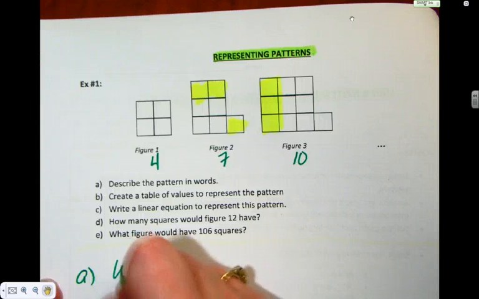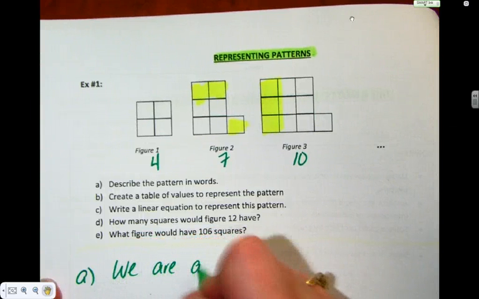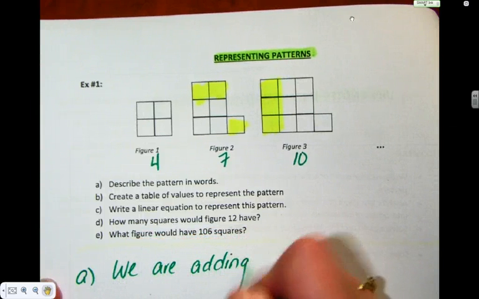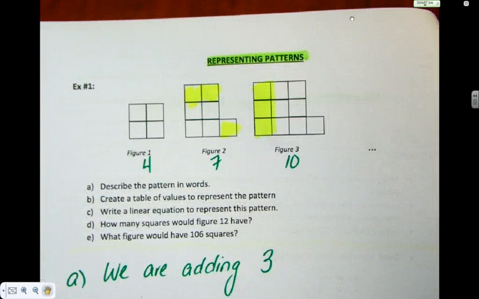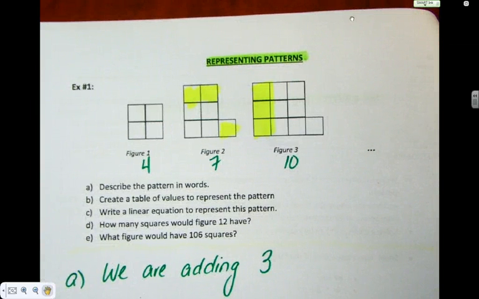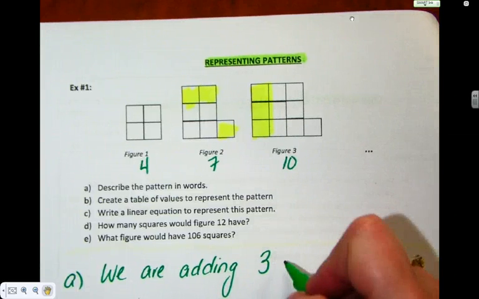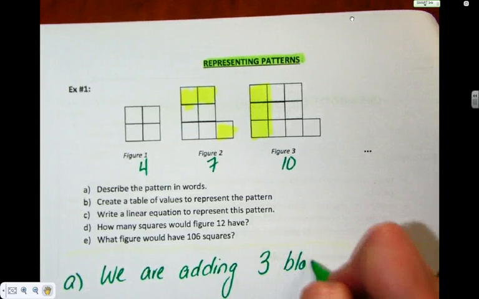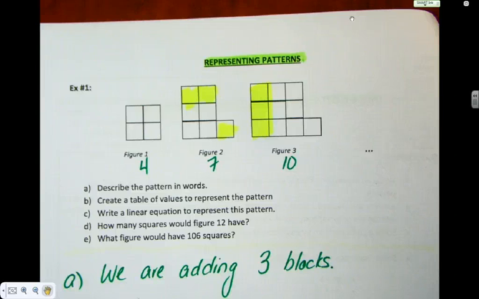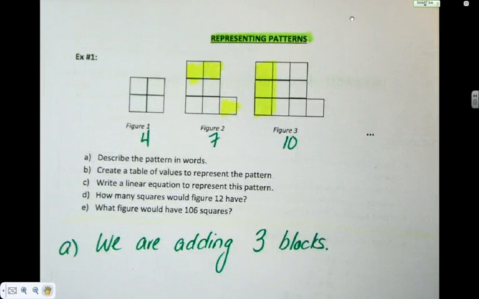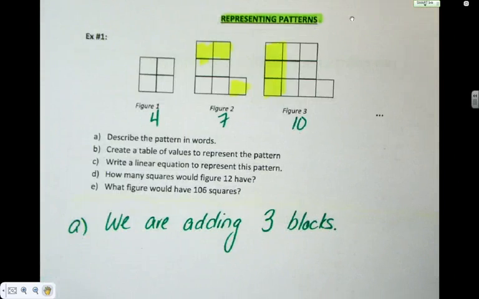We are adding 3 fishes, $3, 3 cats. I want to call them blocks just because of what I already called them, but you can call them squares. So when the question says describe the pattern in words, that's all they're looking for. In words, what are we doing to go from one figure to the next?